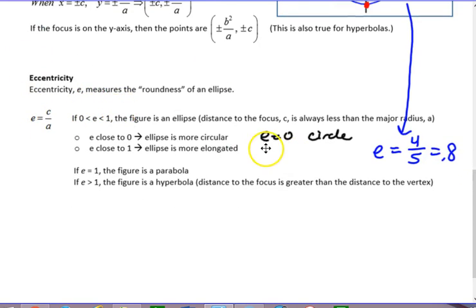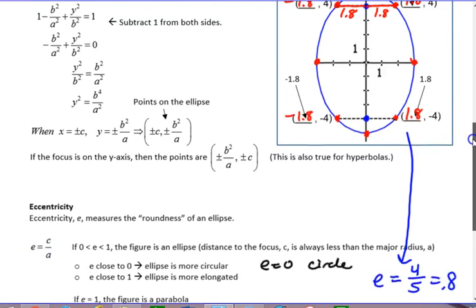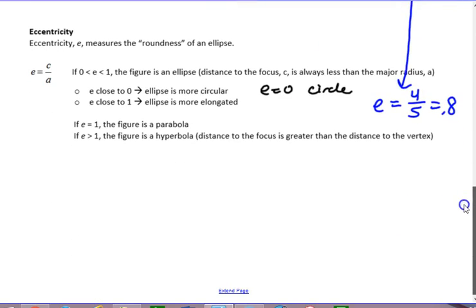If e actually equals 0, it's a circle, because that means c, the distance to the focus, is actually 0. In other words, there is no focus, it's just right on the center. If e is close to 0, the ellipse is more circular. As e gets closer and closer to 1, the ellipse is more elongated. In the example above, c is 4 and a is 5, so the eccentricity is 0.8, which means it's rather elongated as ellipses go. Not terribly elongated, but more elongated than it is round.